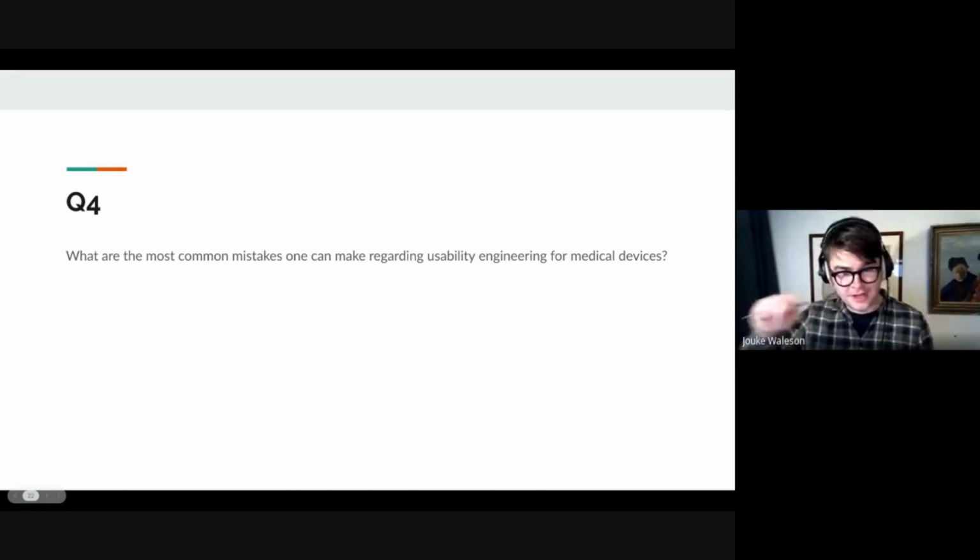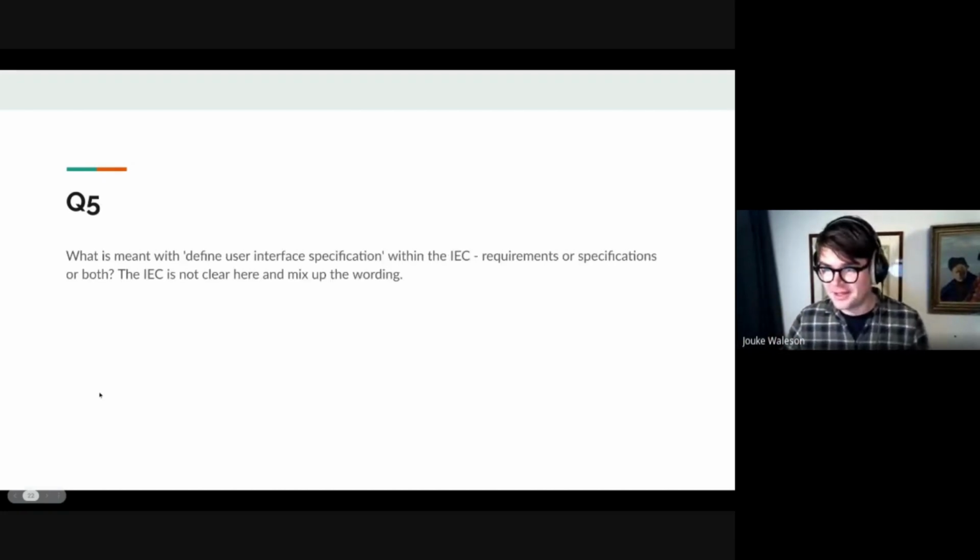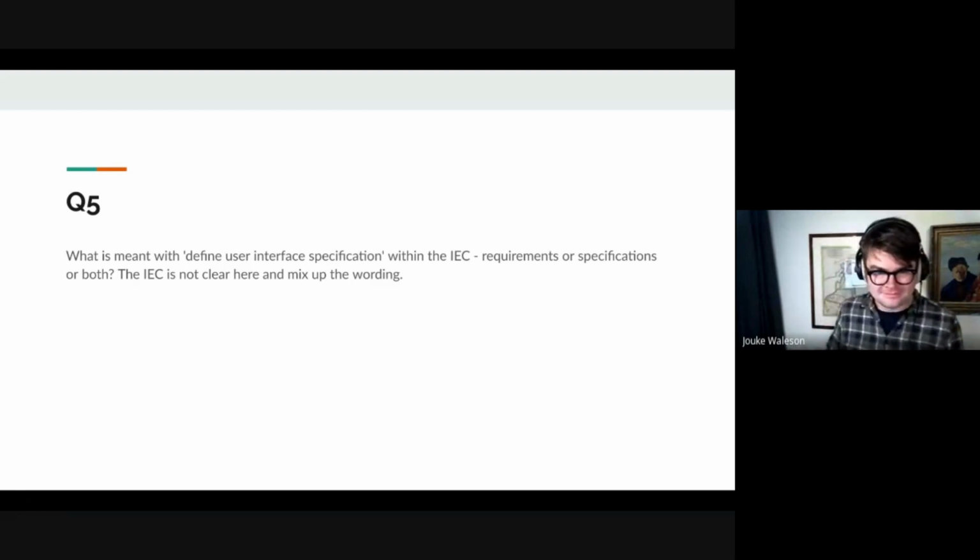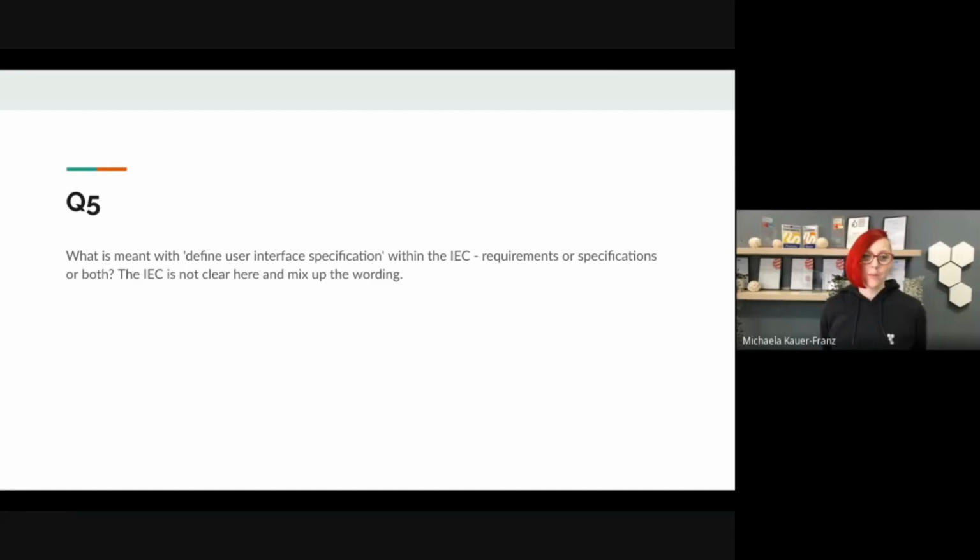You can also go right ahead for the next question, which is an interesting one, very on topic. So what is meant with defined user interface specification in the standard? Do they mean software requirements or specifications, or what kind of thing would they like to see? Yes, this is basically one of the weirdest parts of the standard. Sorry for that. Because it brings a lot of confusion with it.